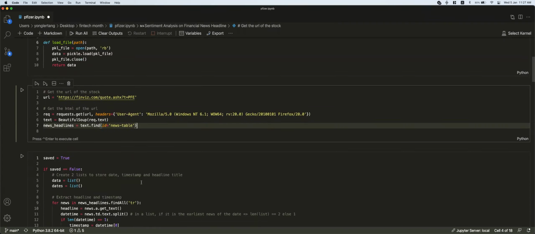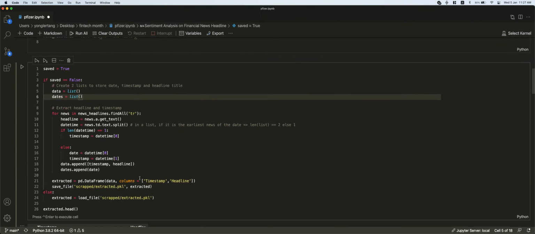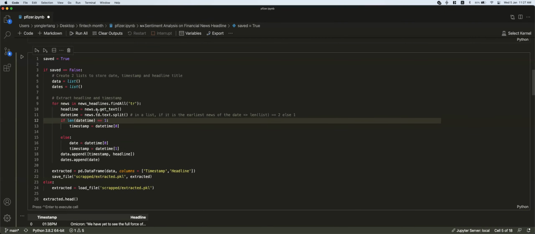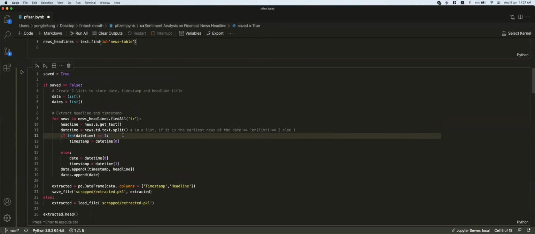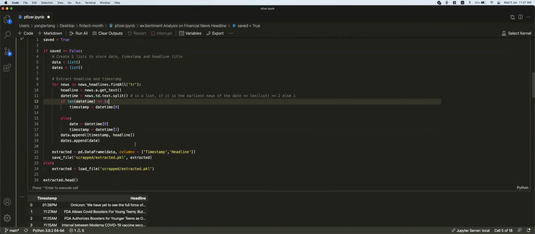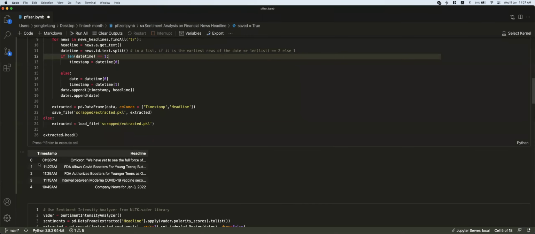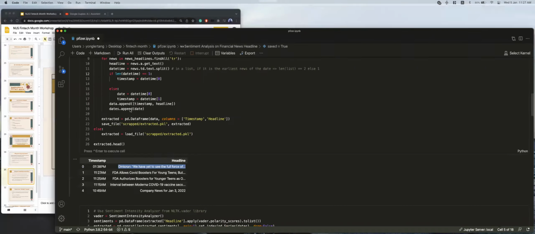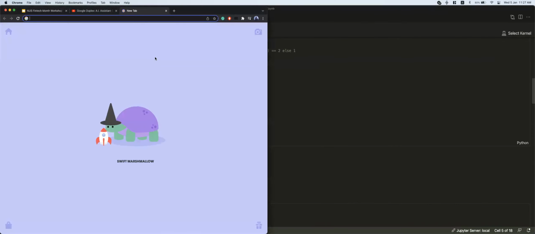After scraping the data, it's all in HTML form, so you have to further extract it from the HTML to get the meaningful data. And this is what we have. I stored them in a data frame as well. These are the headlines related to Pfizer. Just to show you how it works.